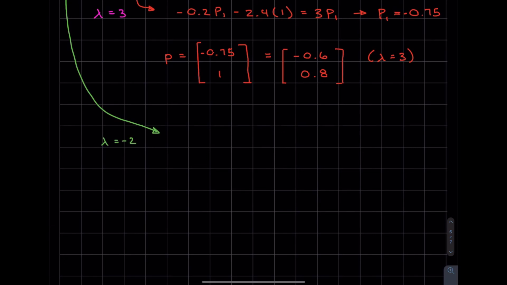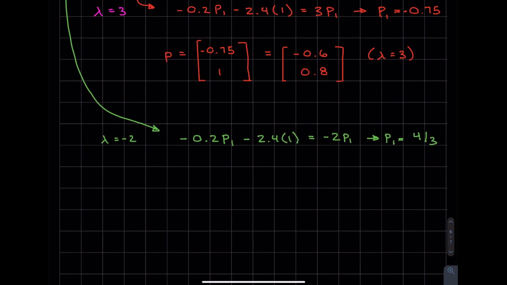Well, I'm going to get the same equation on the left-hand side, where I get 0.2 p1 minus 2.4 times 1. But now this is equal to negative 2 times p1. And what we can do is say, okay, my only unknown here is p1. I can have p1 is equal to 4 over 3, or 1.33333 dot dot dot. I just don't like writing it, so I'm going to go 4 over 3.